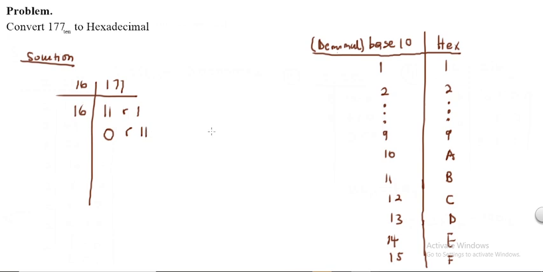Instead of writing 11, I'll write B. So this should be B. So I'll pick the numbers from the bottom to the top. And then that means that 177 base 10 is equal to B1 base 16. So that's it. That's how to convert decimals to binary, to octal, and to hexadecimal.